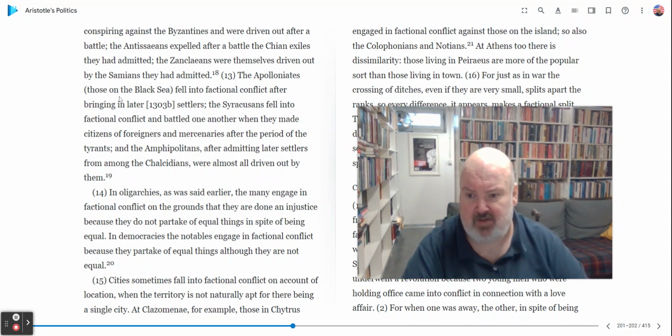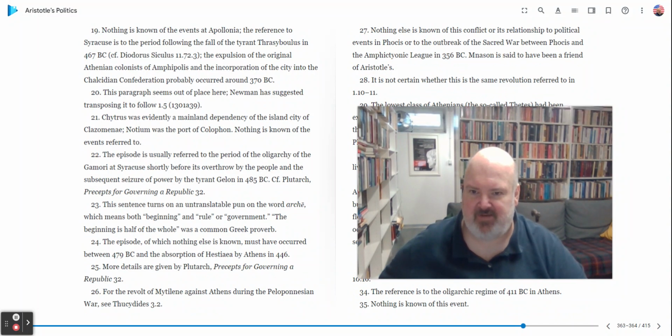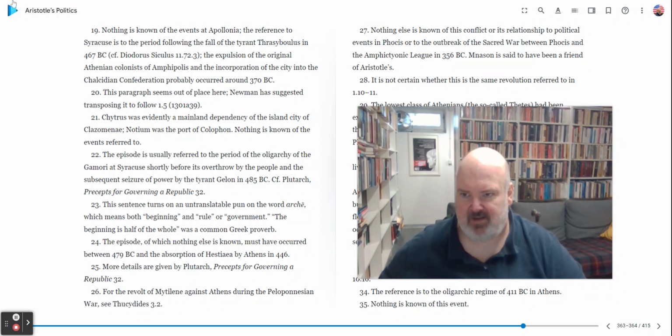Now, let's continue. He goes, and the Apollonians, those on the Black Sea, fell into factional conflict after bringing in later settlers, right? The Syracusans fell into a factional conflict and battled with one another when they made citizens of foreigners and mercenaries after the period of the tyrants. And the Amphipolitans, after admitting later settlers from the Chalcidians, were almost driven out by them, the Chalcidians, right? So again, 19 is a very interesting thing. Nothing is known of the event at Apollonia. The reference to Syracuse belongs to the fall of the tyrant Thrasybulus in 466, the expulsion of the original Athenian colonists at Amphipolis, and the incorporation of the city in the Chalcidian Confederation probably occurred around 370.